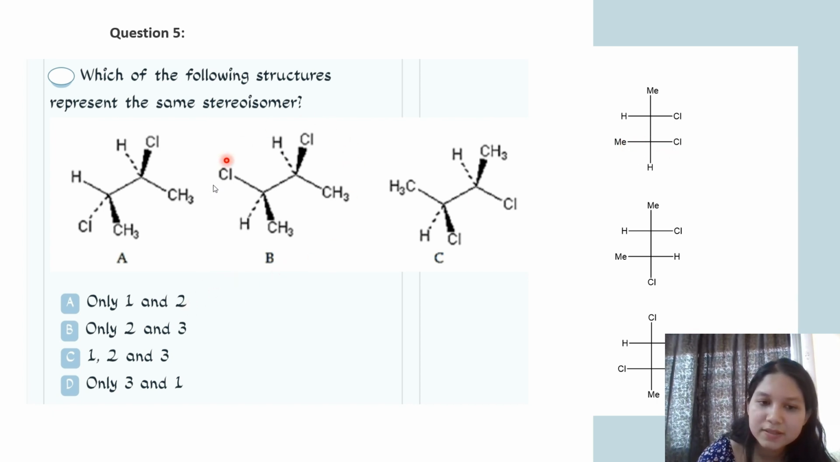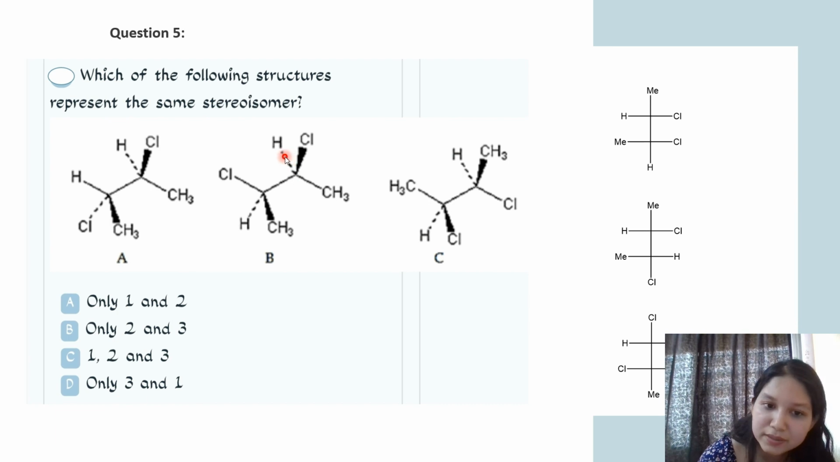To be clear, let us discuss this structure B given. If we convert it to Fischer projection and we rotate this center by an angle of 180 degree, this methyl and chlorine will come parallel. This methyl and chlorine will come parallel.